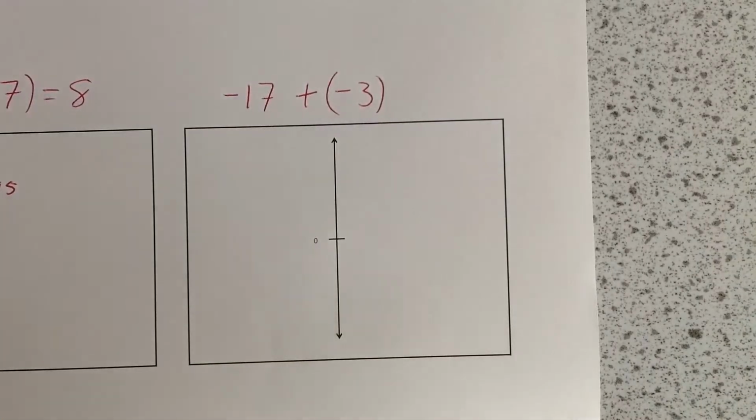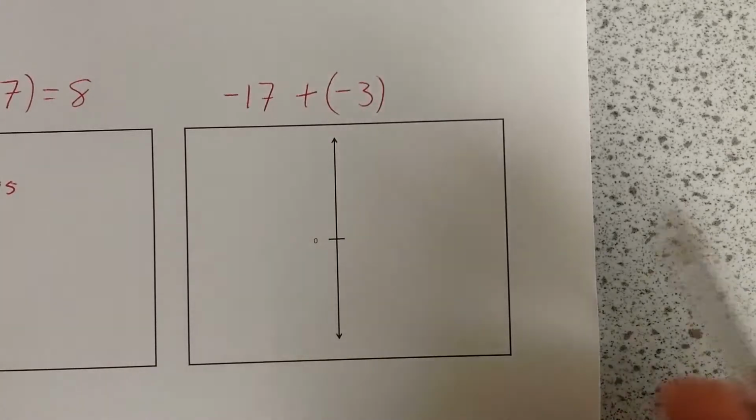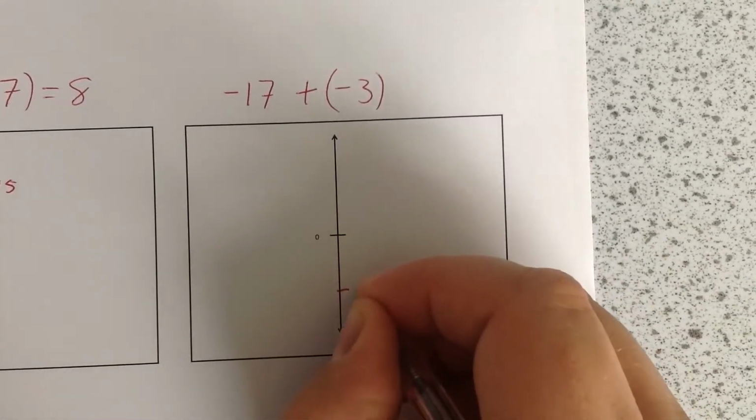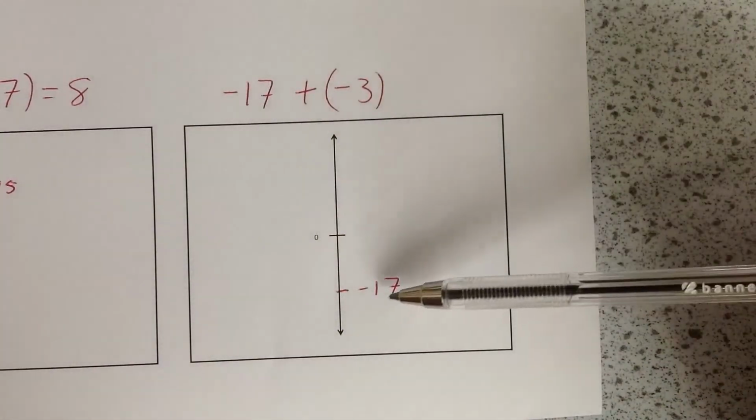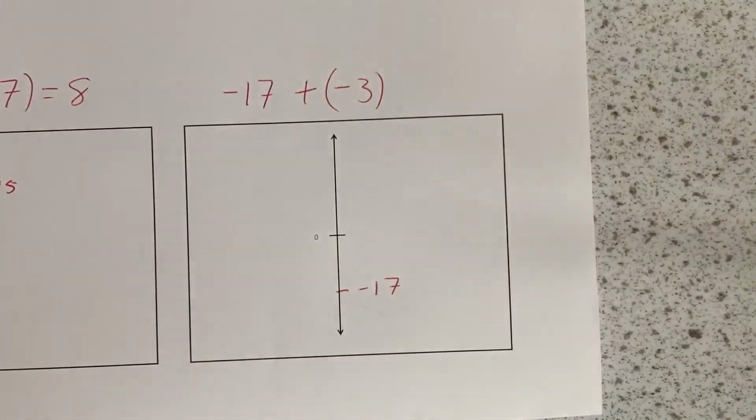Now, moving on to a second example. As you can see here, we've got negative 17 plus negative 3. So I'm going to mark on the starting point, same as before. However, this time, our starting point is below the 0. As you can see, negative 17 is less than 0.